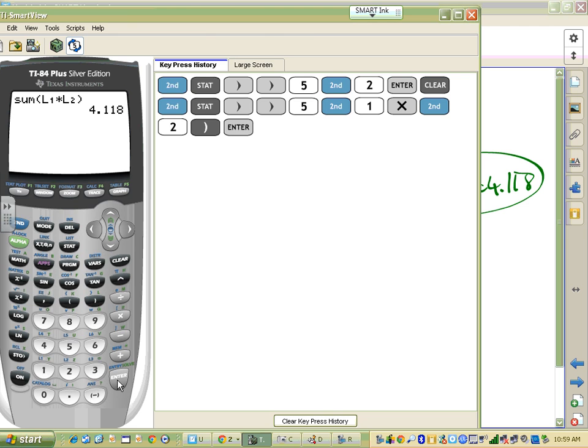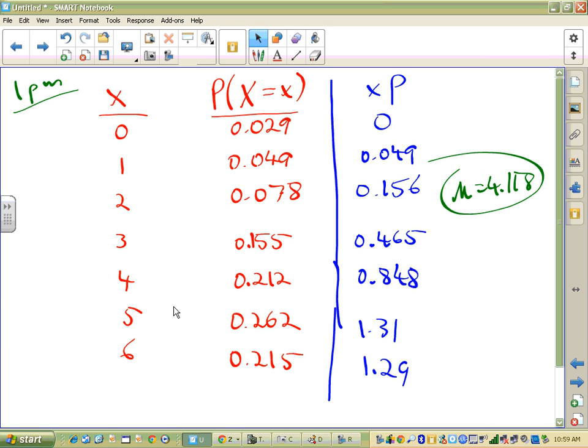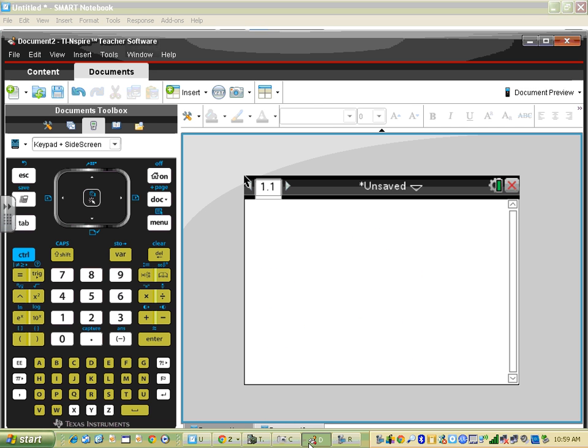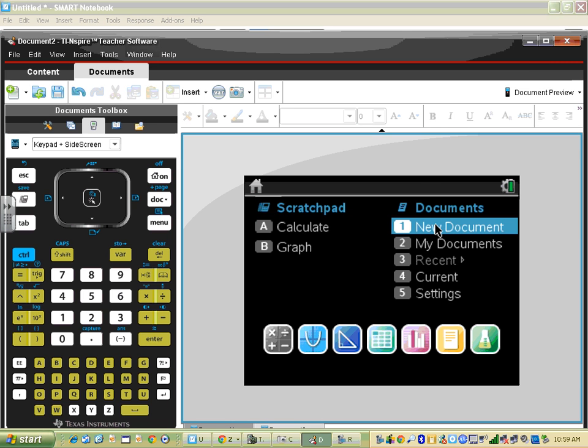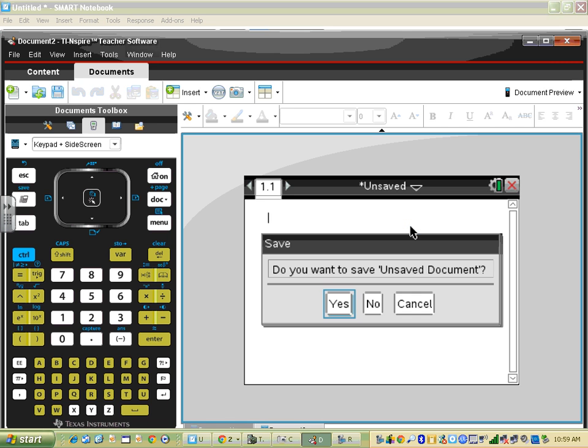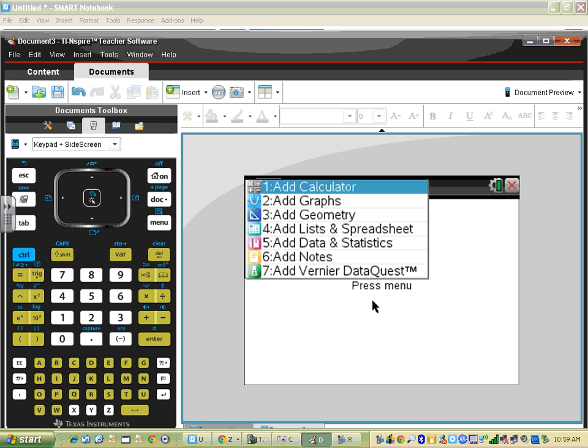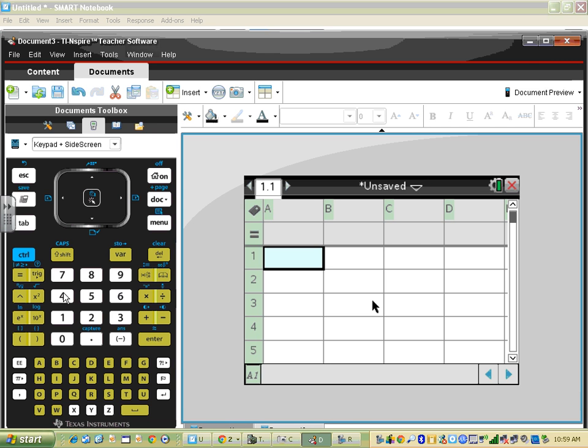So let's go to the TI Inspire and see how we do this on the Inspire. On the Inspire, we need to go Home, new document. I said new document. And I want a list and spreadsheets page.